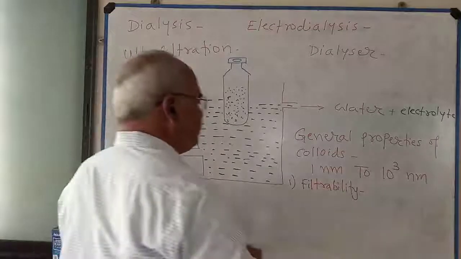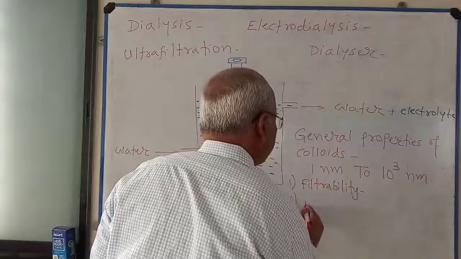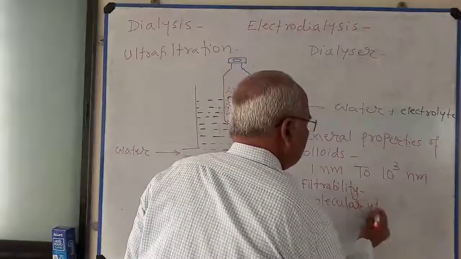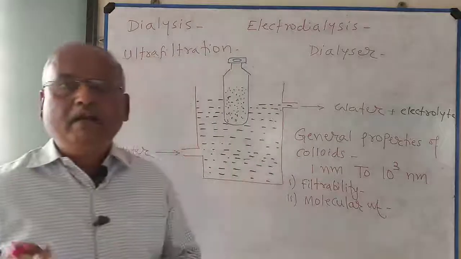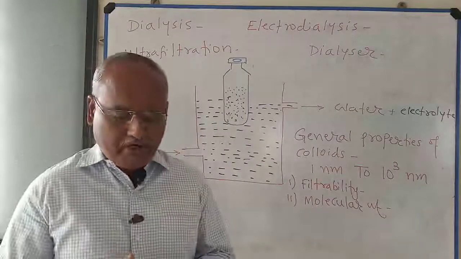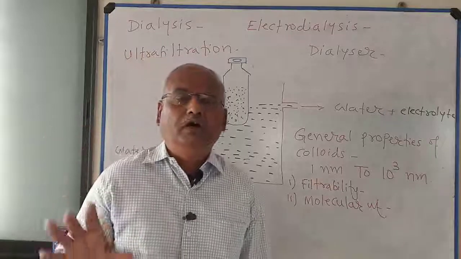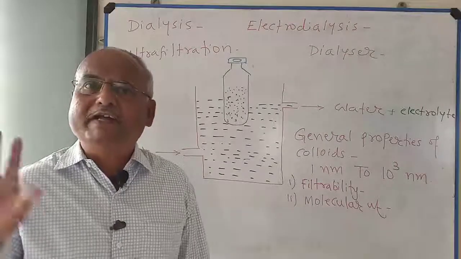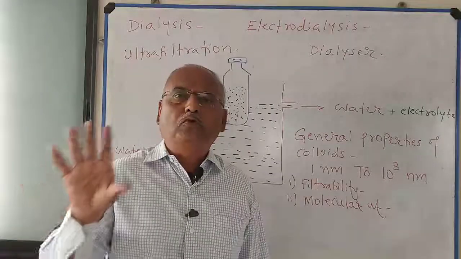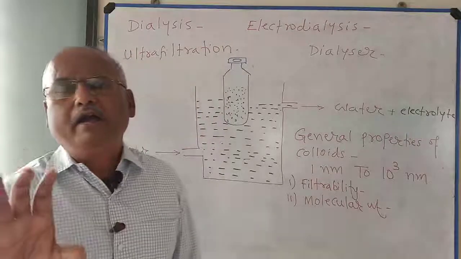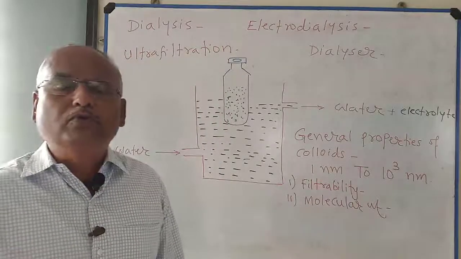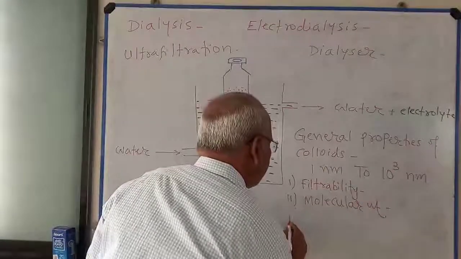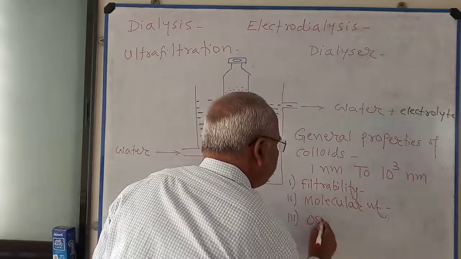The second point I am going to explain is molecular weight. You know that colloidal particles are formed by aggregation of a large number of atoms, molecules or ions. Therefore, colloidal particles have high molecular mass or molecular weight. The third property I am going to explain is osmotic pressure.